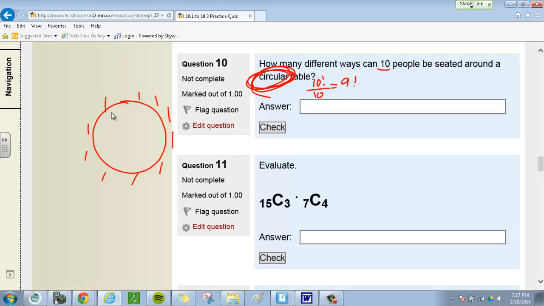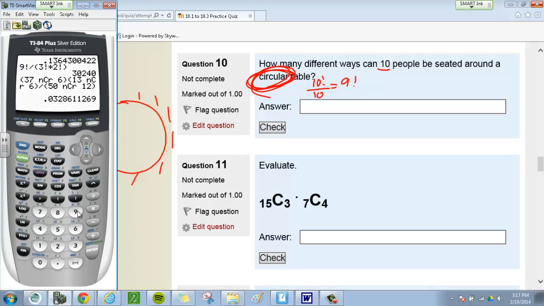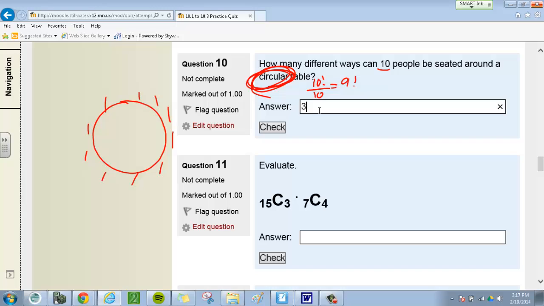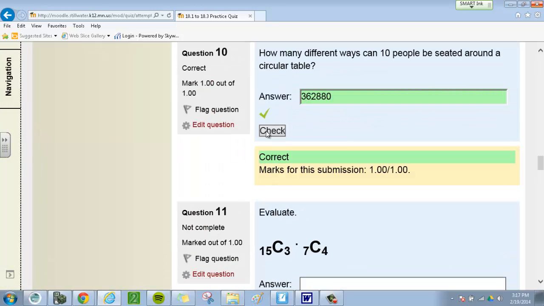So we're going to just figure out what 9 factorial is, and then we're going to be happy with the outcome. So put 9 factorial, and then we got 362,880. Check that sucker. Green.